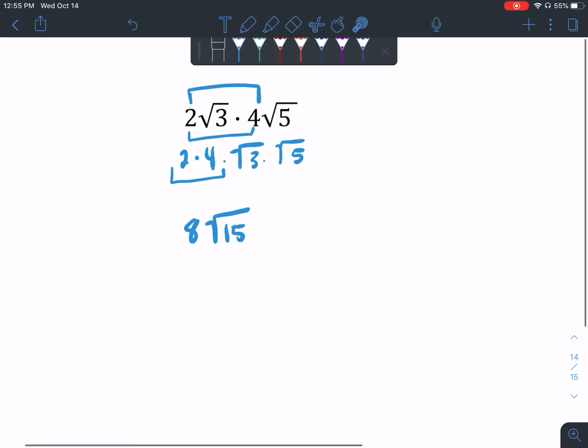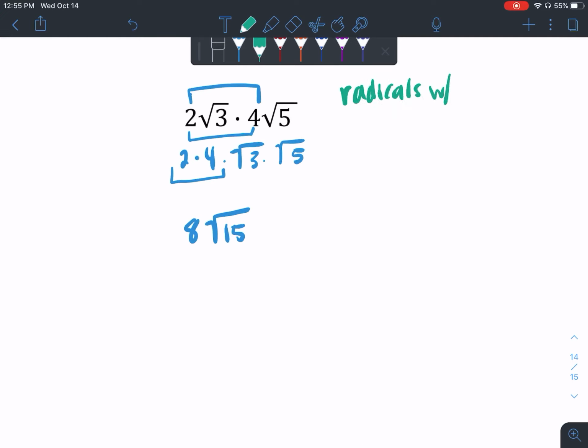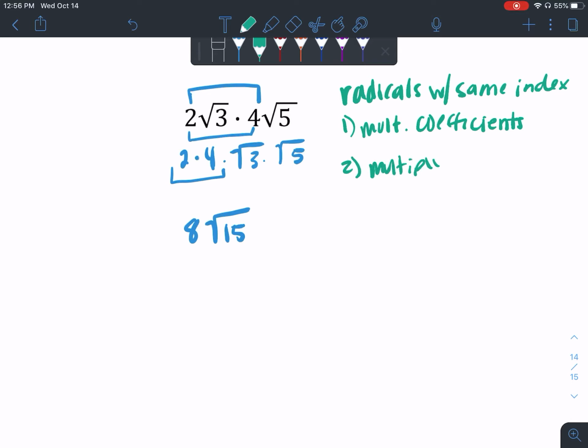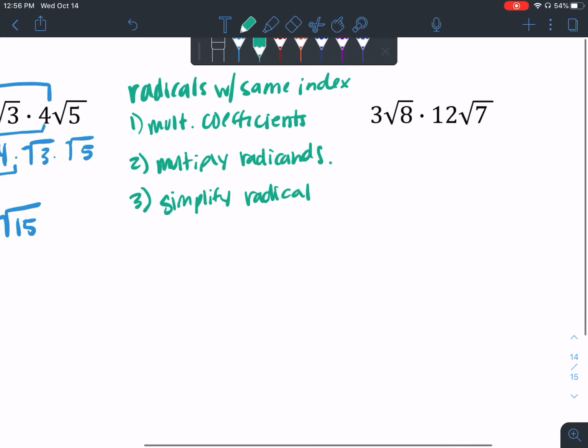So when you're multiplying radicals with the same index, 1, you can multiply the coefficients, and then 2, multiply radicands. And the really cool thing is then 3, if you can actually simplify the radicand, which would be simplifying the radical, but you'd be breaking down the radicand. So let's see what that looks like for another example.